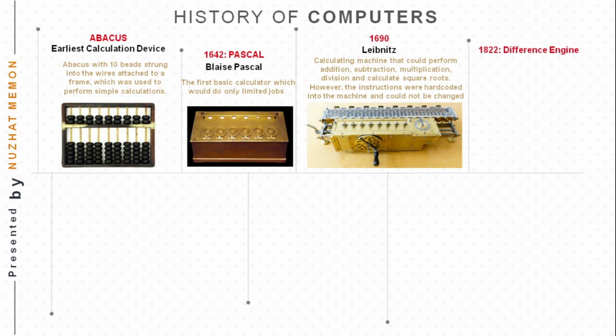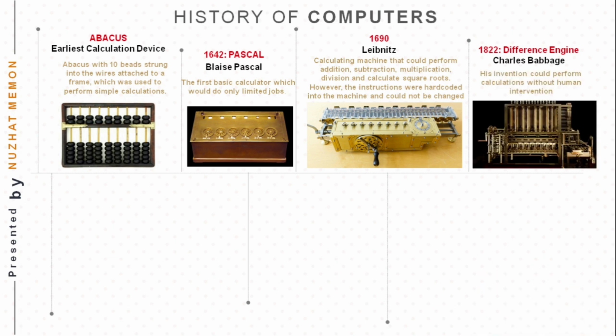Then next is the 1822 Difference Engine. The Difference Engine was invented by Charles Babbage. His invention could perform calculations without human intervention. So yes, this line is important. That means that without human interference it could do calculations. If you give the input once, that is, if you give an instruction or a calculation, it could do it by itself and it could show the output also.